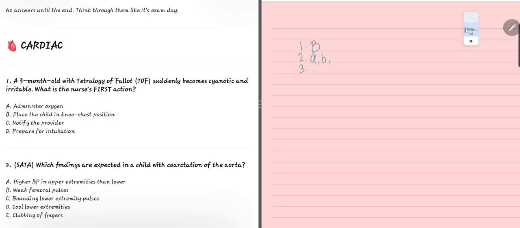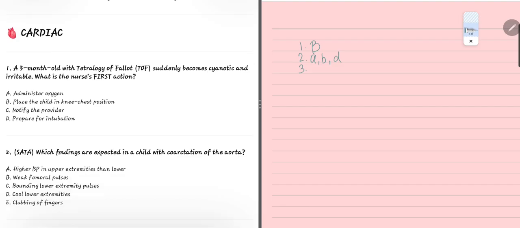Okay, C. Bounding lower extremity pulses. No. D. Cool lower extremities. Yeah, I think so. Clubbing of the fingers. I don't think so. Yeah, I'm not gonna choose E. I don't think it is.